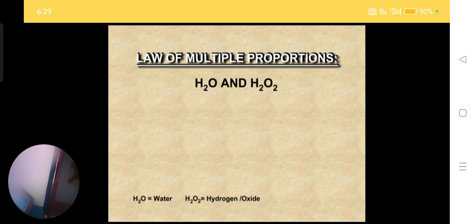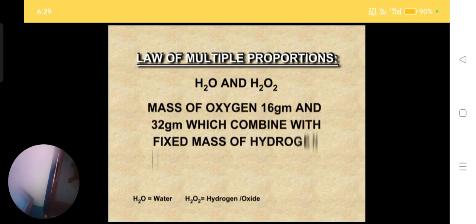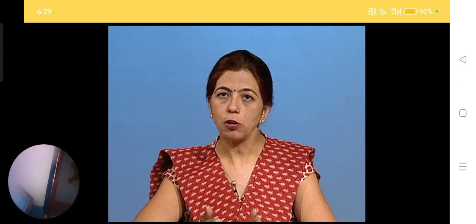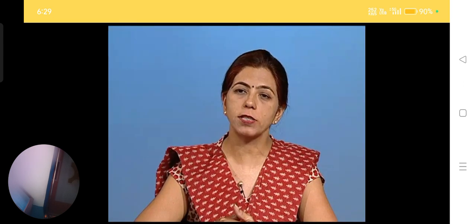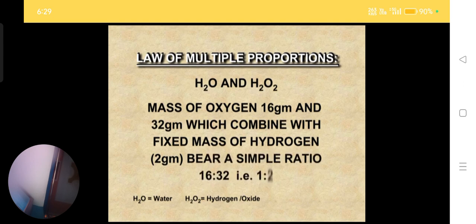In H2O, the 2 grams of hydrogen combine with 16 grams of oxygen. In hydrogen peroxide, 2 grams of hydrogen combines with 32 grams of oxygen. Now, the mass of the hydrogen is fixed. Now let's compare the ratio of oxygen in the two compounds. In water, oxygen is 16 grams. In hydrogen peroxide, oxygen is 32 grams. 16 is to 32, the simple ratio 1:2.